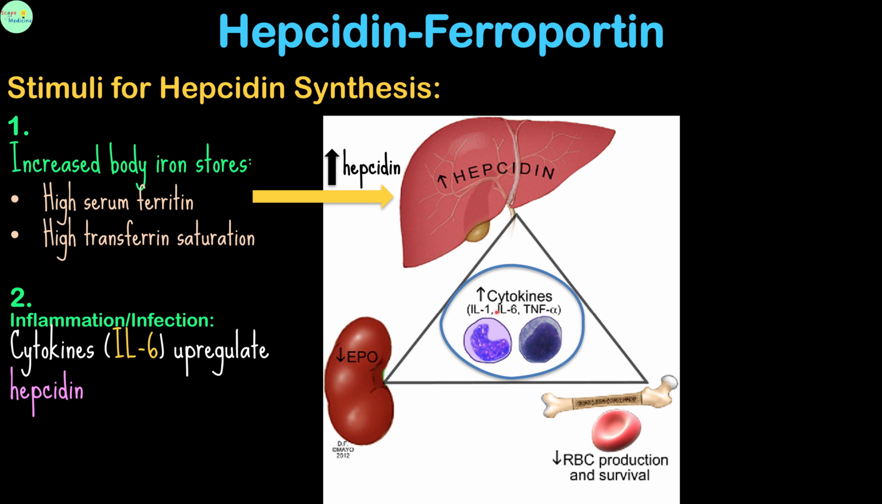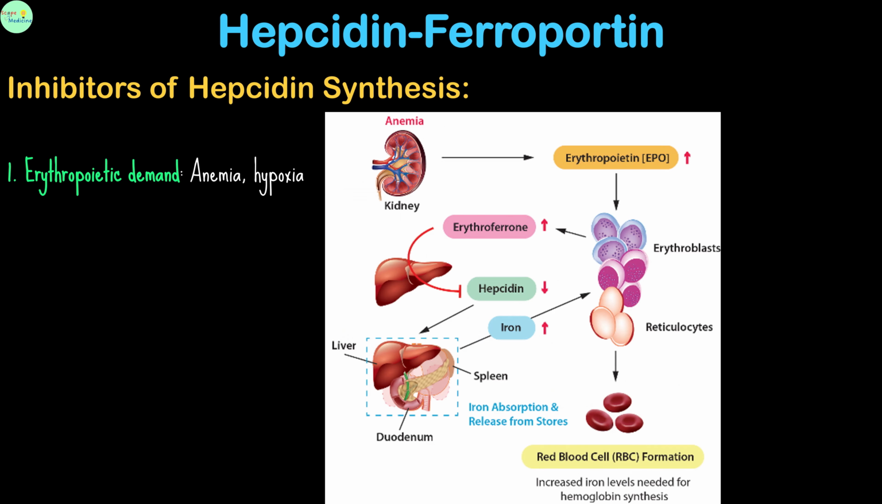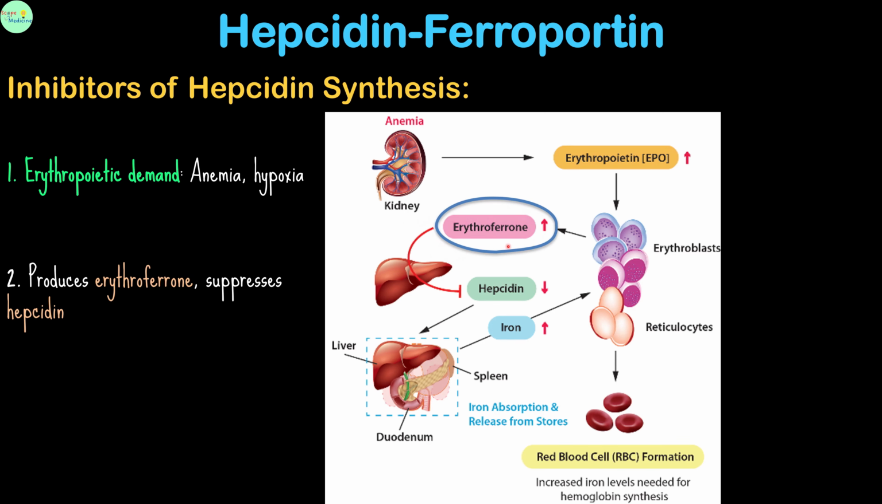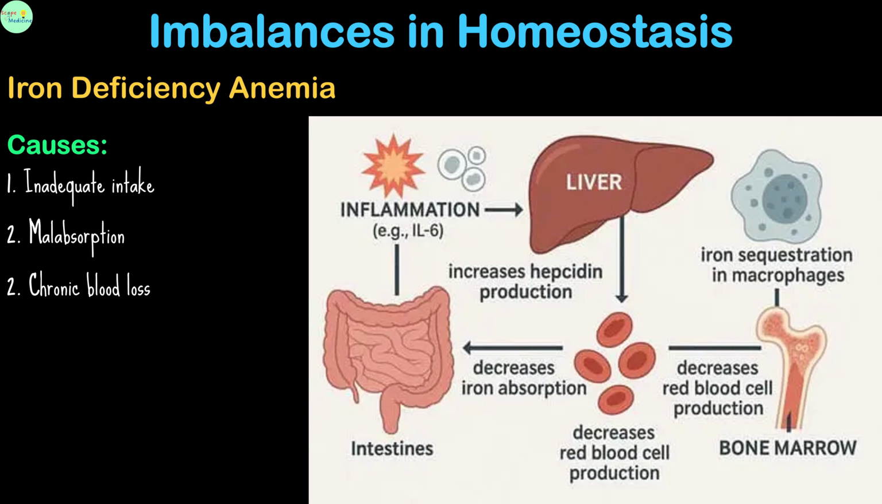Inflammation and infection, particularly through the cytokine interleukin-6, strongly upregulate hepcidin, leading to the characteristic iron trapping seen in anemia of chronic disease. Conversely, hepcidin synthesis is inhibited by erythropoietic demand. When the bone marrow needs more iron to make red blood cells, such as during anemia or hypoxia, it produces a hormone called erythroferrone, which suppresses hepcidin. Iron deficiency itself also directly signals the liver to reduce hepcidin production, allowing for increased dietary iron absorption and macrophage iron release. Understanding these pathways explains common pathophysiological conditions.